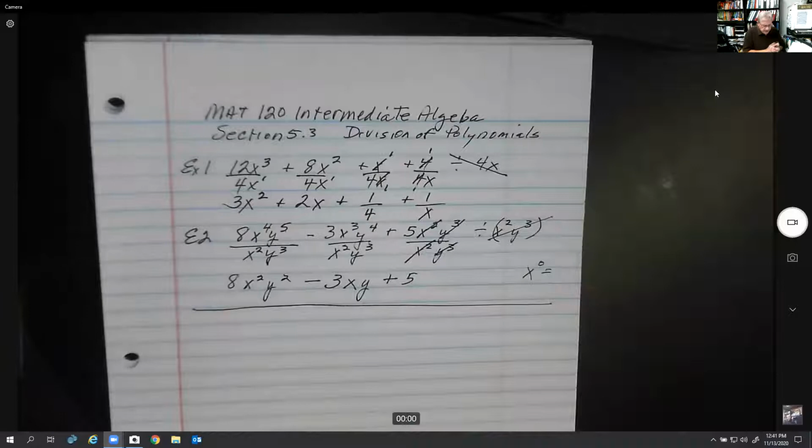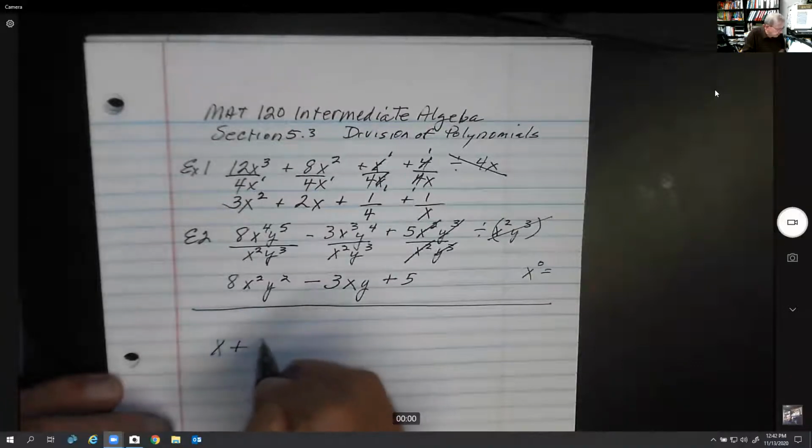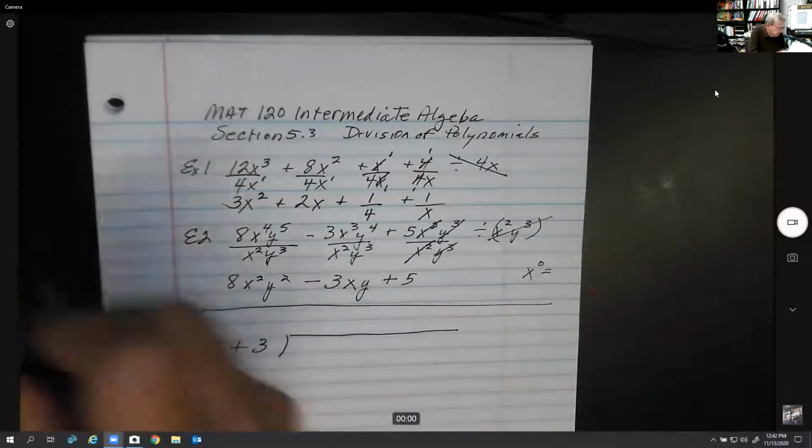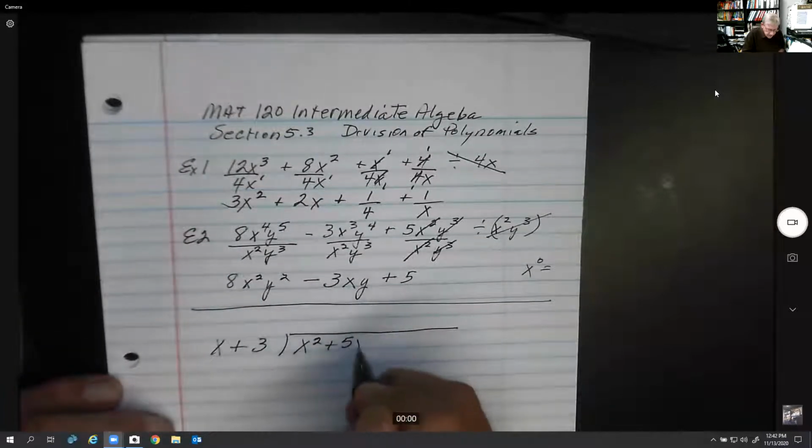Well, sometimes we have to divide something by a binomial. So this gets a little bit tougher. Here we have x + 3 into x^2 + 5x + 8.